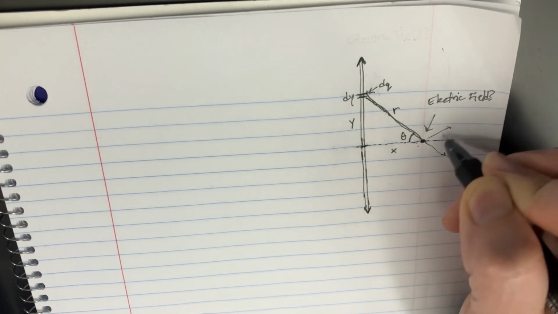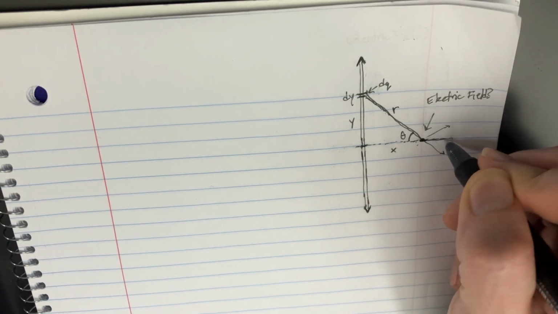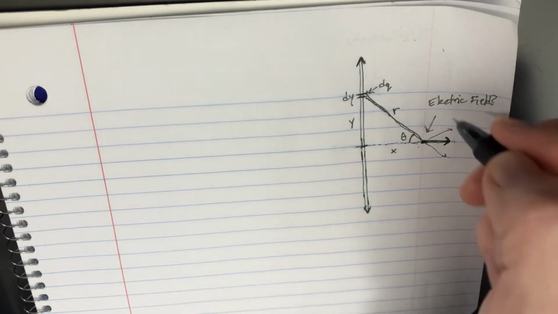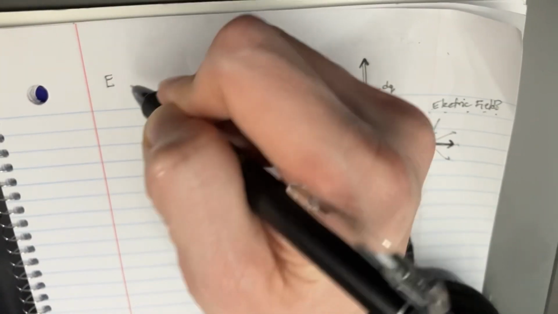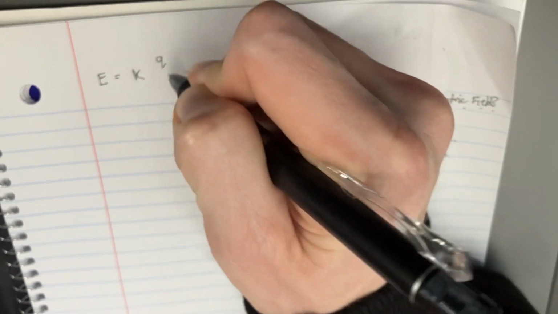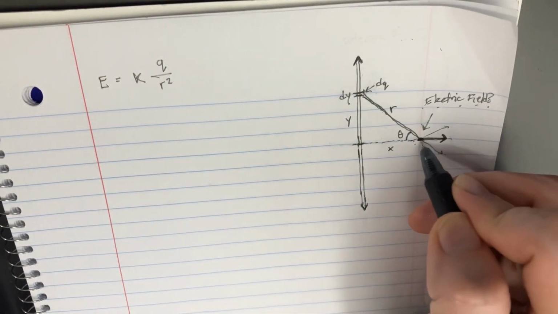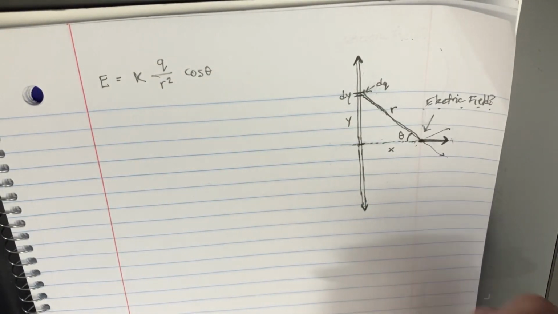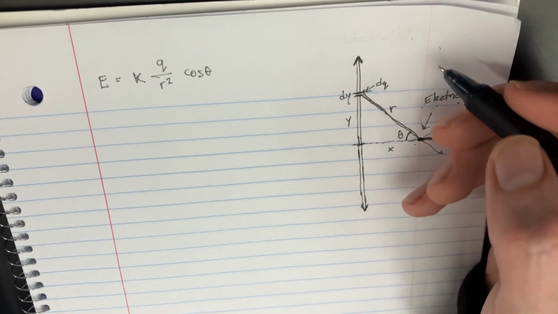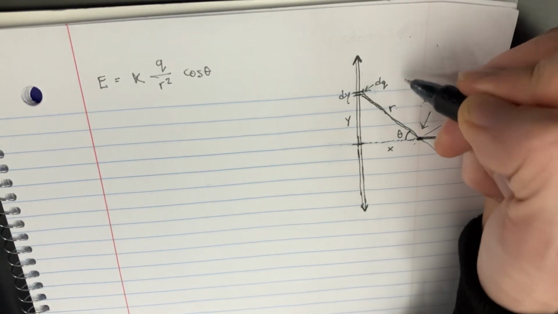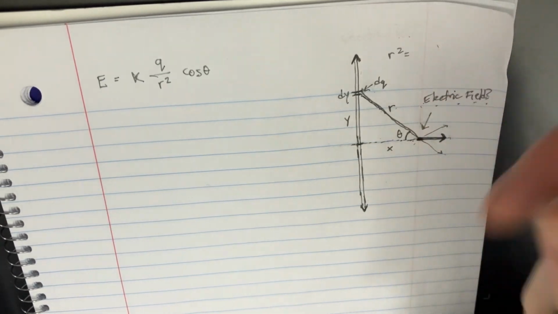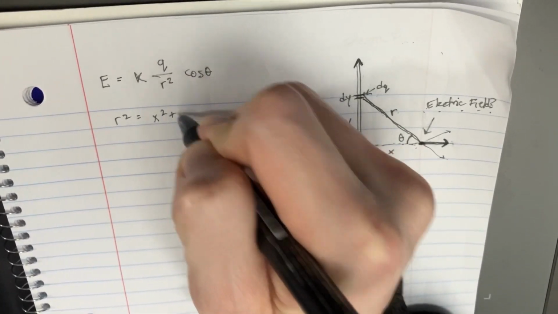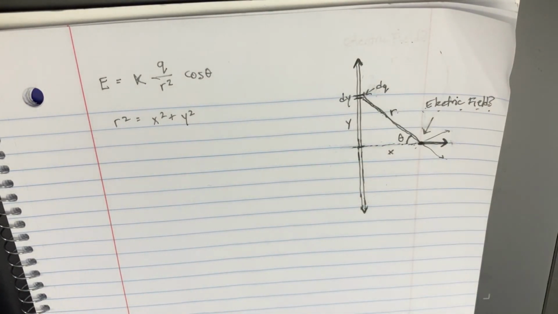And of course, we understand that everything's going to cancel out except for the force in this direction only. Let's remember that the electric field is E equals k Q over r squared. And because we're looking at this particular direction only, it's supposed to be cosine theta. Now, r squared is supposed to be x squared plus y squared, because x squared plus y squared equals r squared.